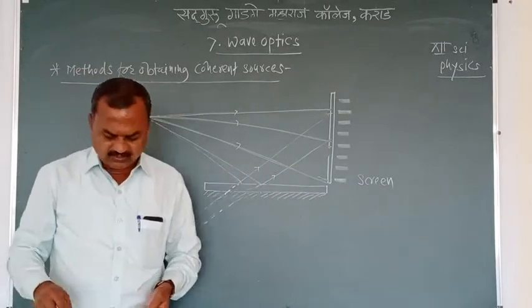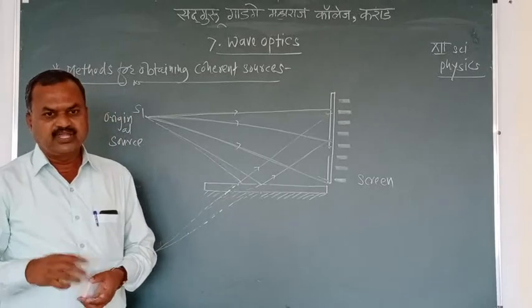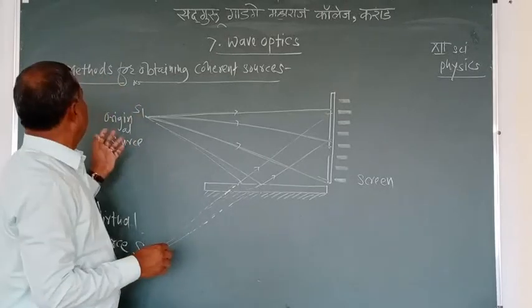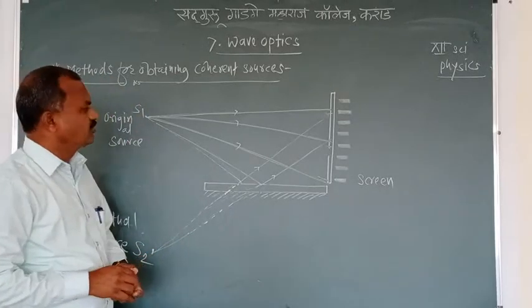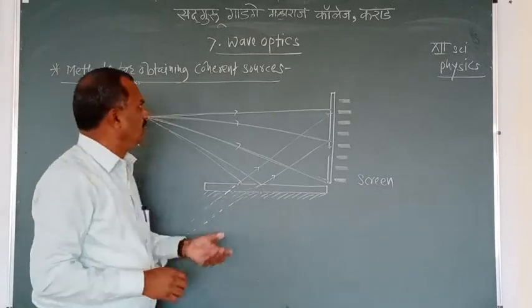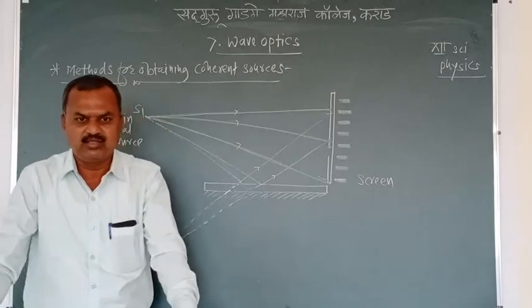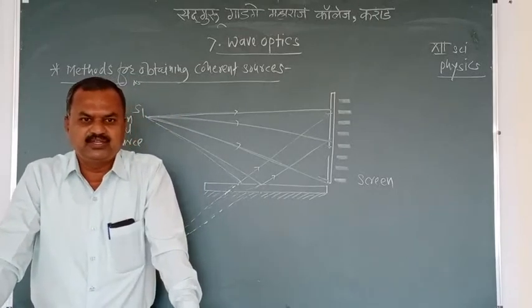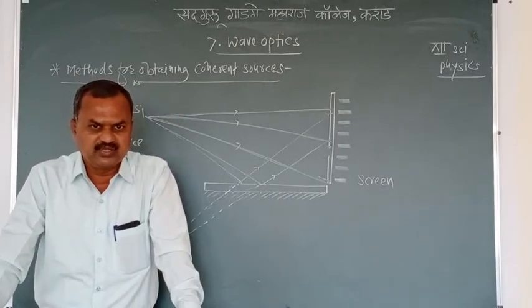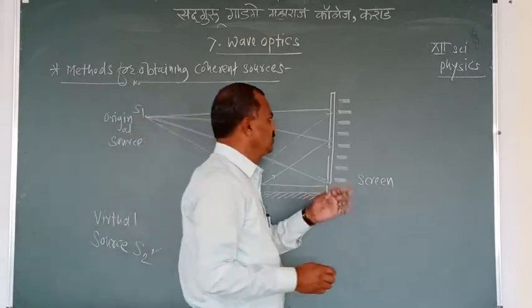In this lecture, we will study the next point, methods for obtaining coherent sources. Coherent sources are one of the most important conditions for obtaining a steady and well-defined interference pattern on the screen. The given two sources are said to be coherent.